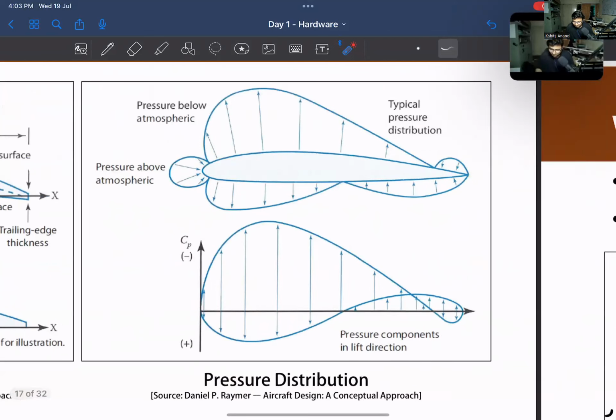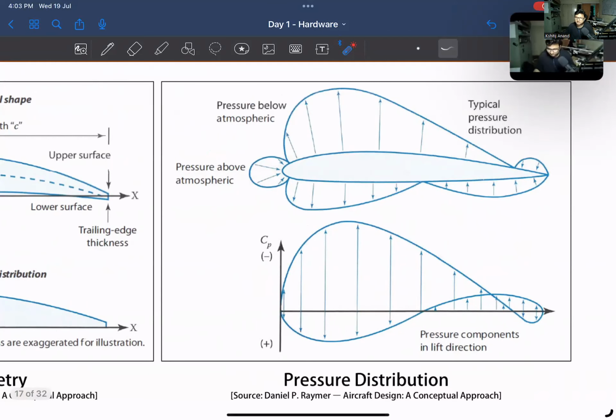Why am I saying again and again that this is a thumb rule for RC aircraft? It is because when you are working with RC aircraft, you make really simple airfoils.